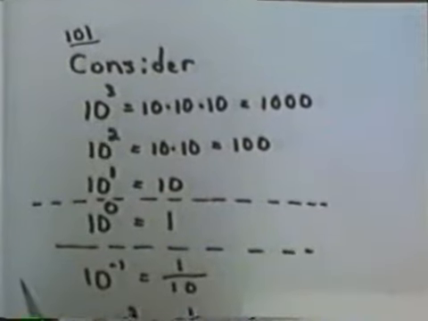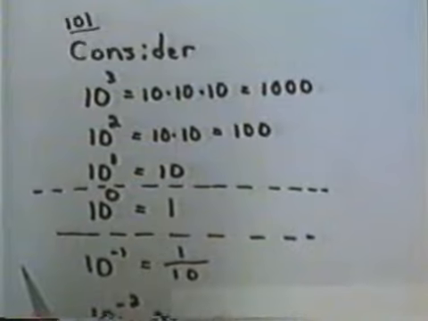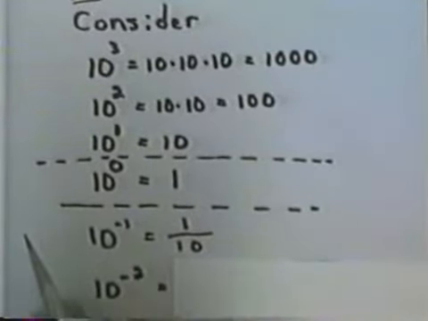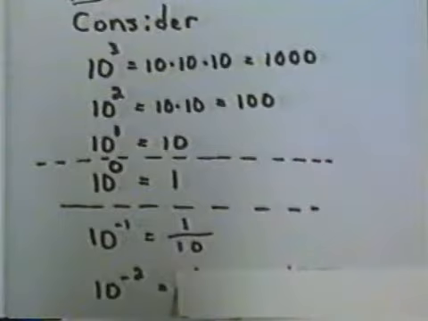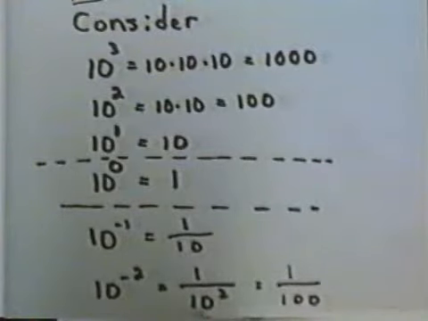If I go down to negative 2, I would have divided by 10 again. I would have decreased my exponent by 1. So if I decrease my exponent by 1, I would divide by 10. So 1/10 divided by 10 is 1 over 10 squared. In other words, I divided by 10 to the power of 2. And 1 over 10 squared would be 1 over 100.